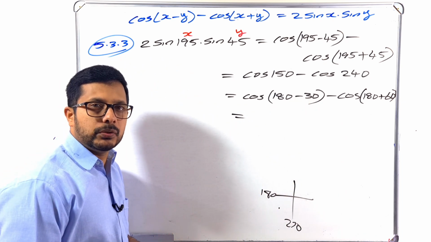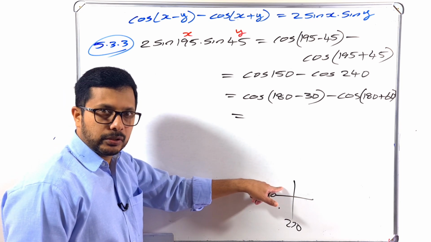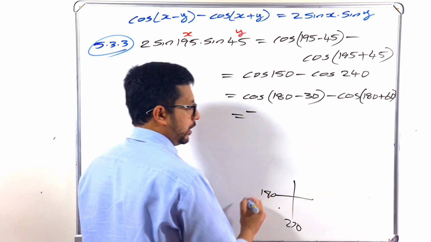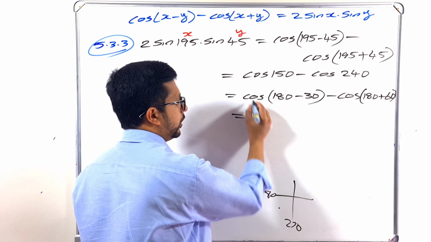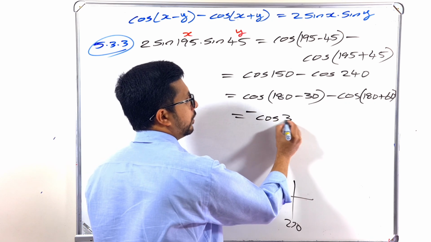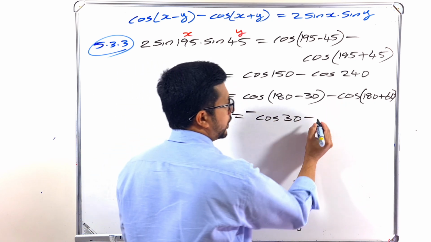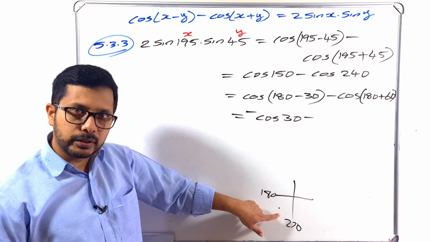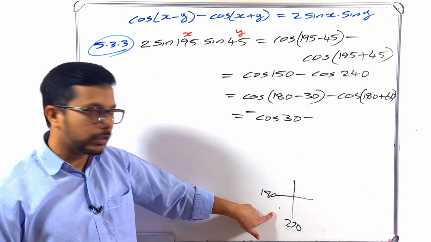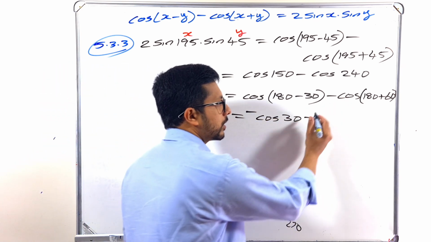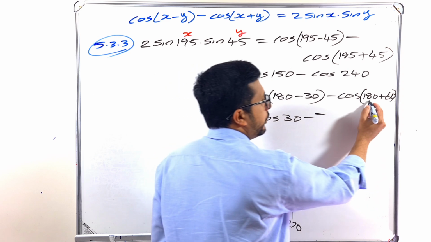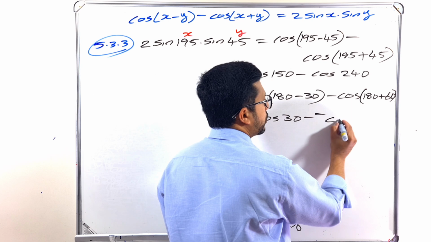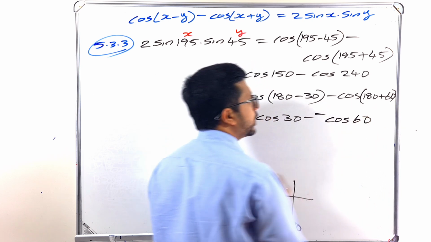Second quadrant, what is positive? Sine is positive. Here what? Cos. So it is negative. No change because it is based on 180, the horizontal line. So here it is cos, here also cos. Then 30. Minus this one, 180 plus 60 means third quadrant. Third quadrant, what is positive? Tan is positive. Here what? Cos. So it is negative. If it is based on 180 or 360, no change in the trigonometry. So here cos, here also cos. Then it is 60.